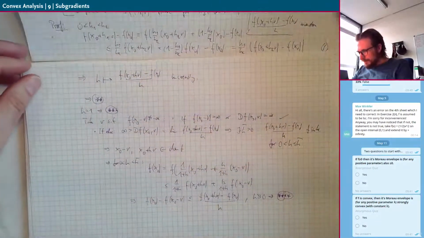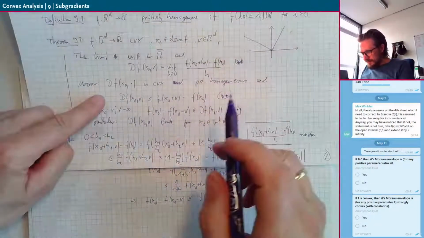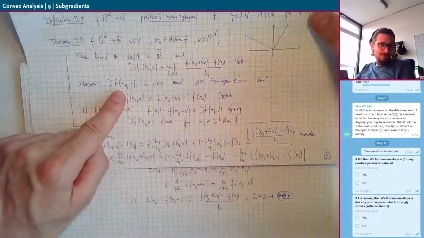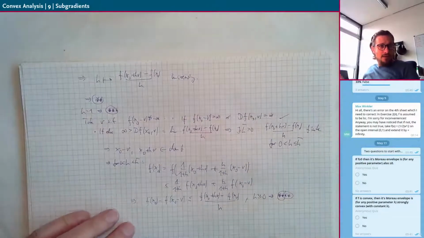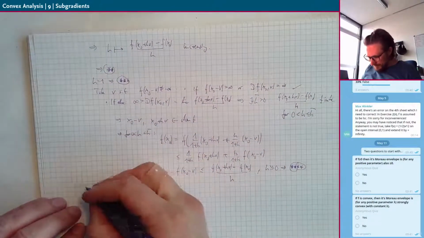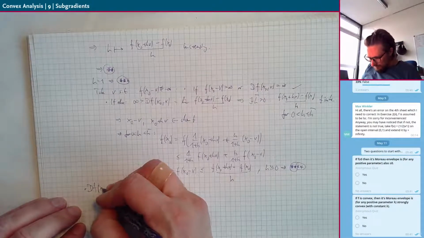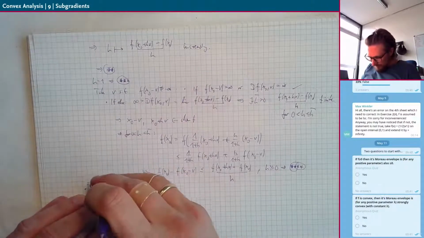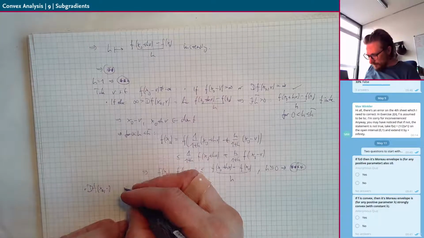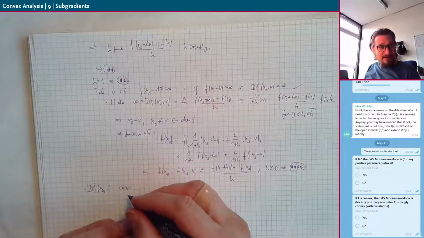So what else do we have? We still need to show that the directional derivative is convex and positively homogeneous. And there's one more thing to show. Okay, so next point, the directional derivative at x0 in the direction of the free variable is convex.